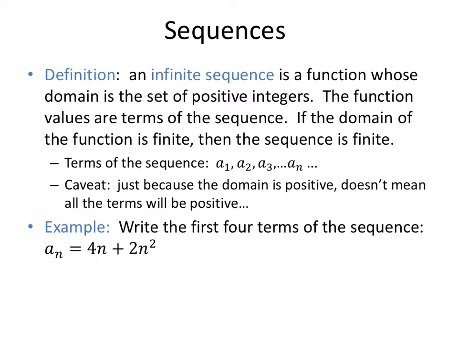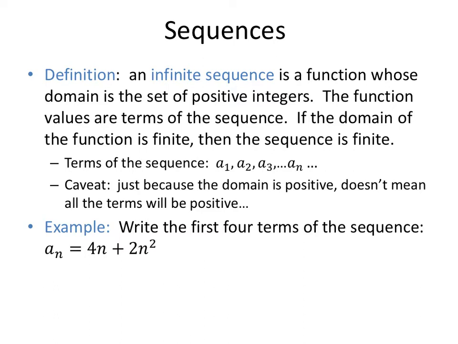So let's first begin by talking about what a sequence is. A sequence is a function, an infinite sequence is a function whose domain is a set of positive integers. Okay, so by positive integers, we mean 1, 2, 3, 4, 5. Essentially whole numbers, not including 0. So the function values are the terms of the sequence. If the domain of the function is finite, meaning it has an end, then our sequence is going to be finite. In fact, however many terms are in your domain, that's how many numbers are going to be in your sequence as well.